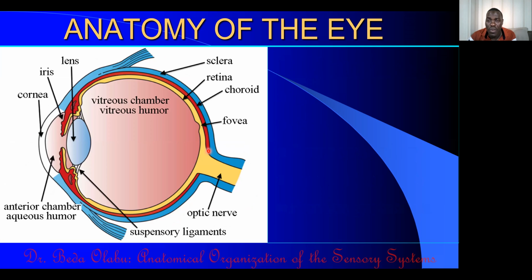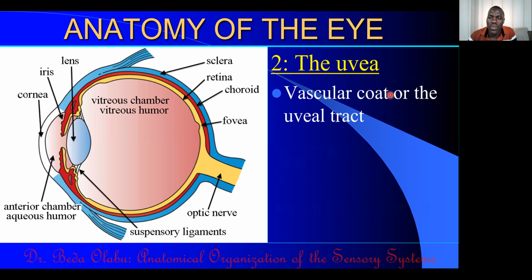The second layer of the eye is known as the uvea. Some people may call it the vascular coat because it is highly vascularized. Or in Latin, we call it the tunica vascularis. This tunica vascularis is also called in English the uvea or the uveal tract. The red one represents the uvea. You realize that the outer one is the cornea and the sclera. So the red one is the uvea.